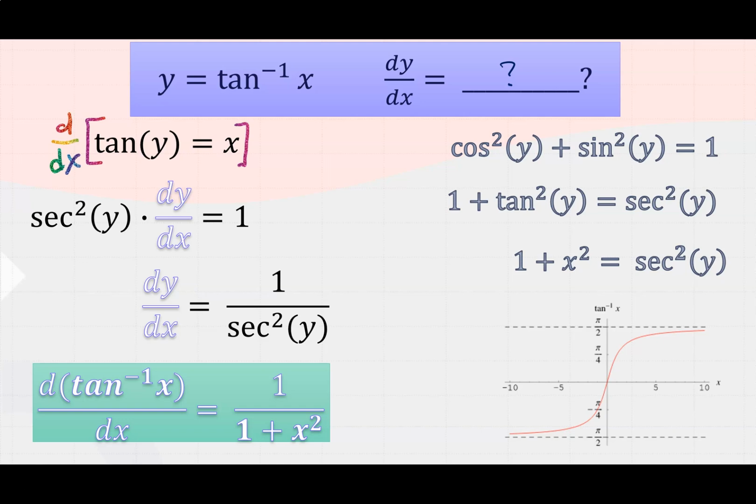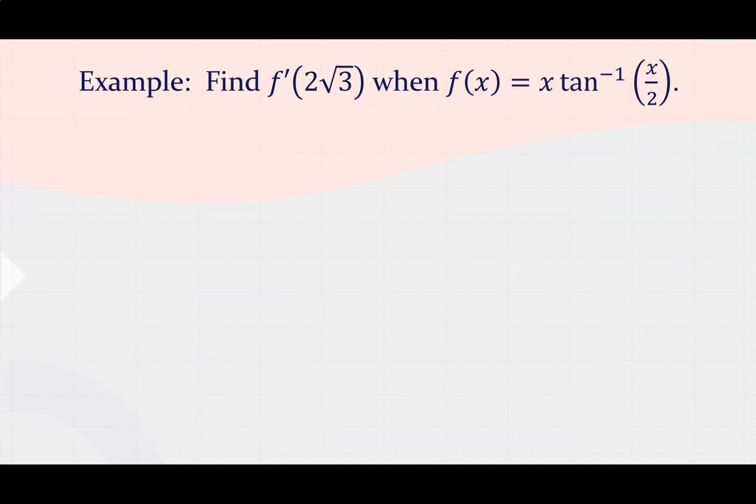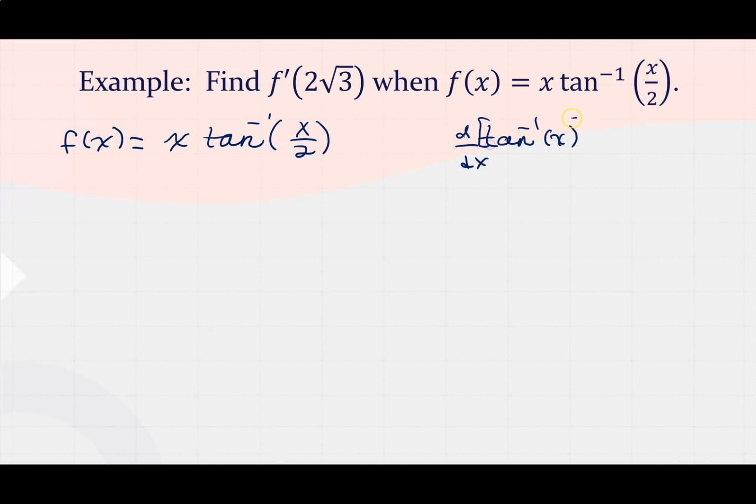Next, we're going to use it in an example. The derivative of inverse tangent of x is 1 over 1 plus x squared. So if f of x is equal to x multiplied by inverse tangent of x over 2, we know from our lesson that the derivative of inverse tangent of x is going to be 1 over 1 plus x squared.